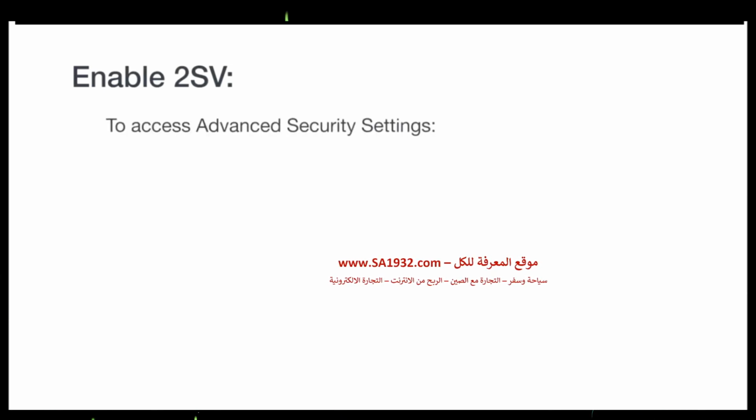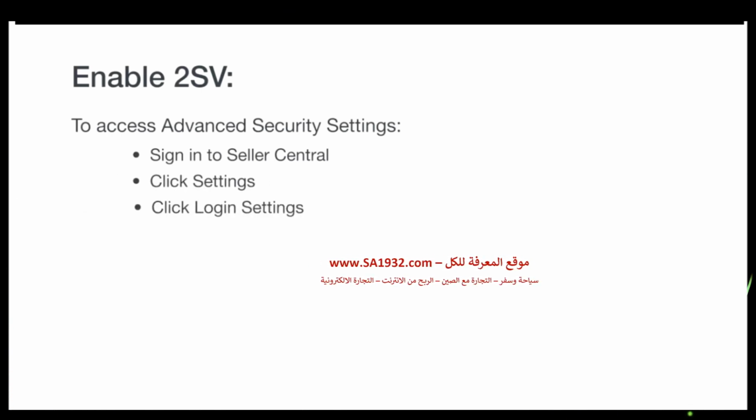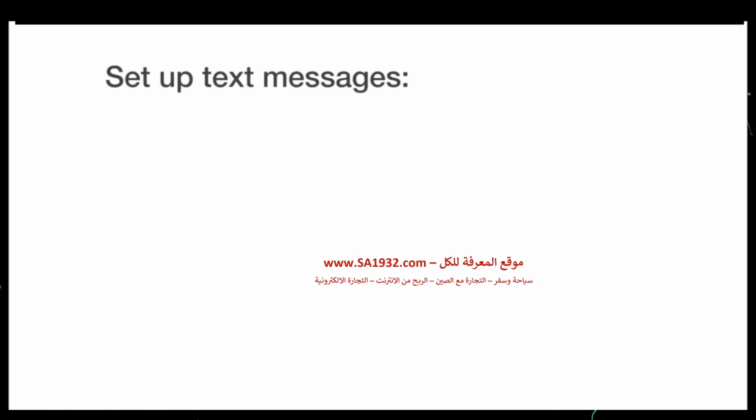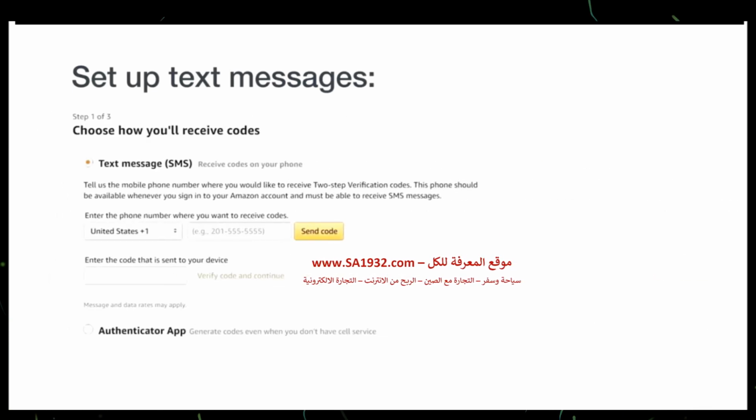Let's get back to setting up 2SV for your Amazon seller account. To enable 2SV, sign into Seller Central and pull up your advanced security settings by clicking Settings, Login Settings, and then Edit. From there, click Get Started. First, let's walk through how to set up text messages as your primary method for receiving temporary passcodes. For this method to be successful, you'll need access to a phone that can receive text messages, also referred to as SMS or Short Message Service. Check with your phone provider if you're not sure.